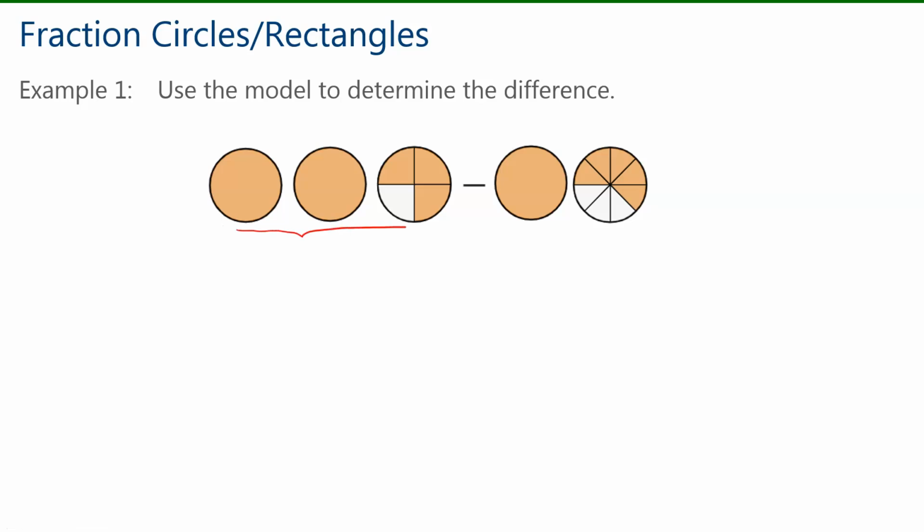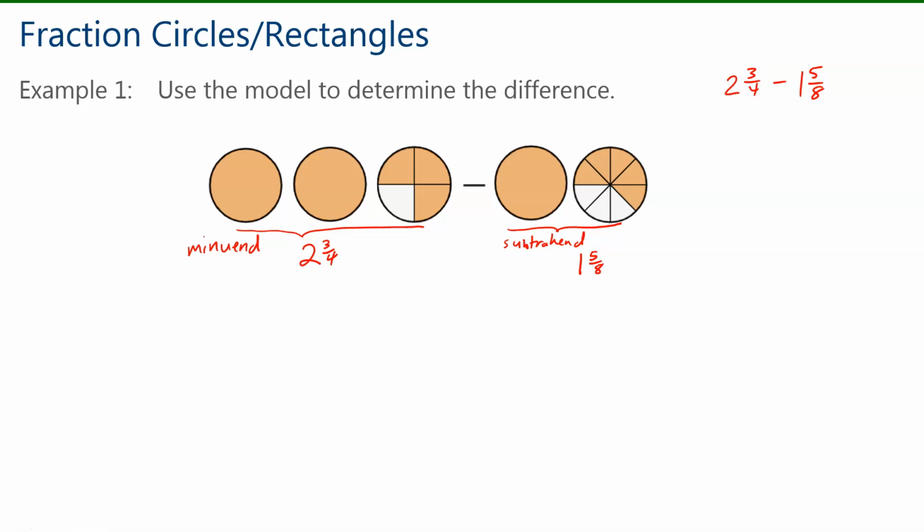So on the left-hand side of my subtraction sign, where my minuend is located, I have two wholes and 3/4 of another. Right-hand side of my subtraction sign, where I have my subtrahend, I have one whole and 5/8 of another. So we're subtracting here 2 3/4 and 1 5/8. So let's see how we're going to do this.